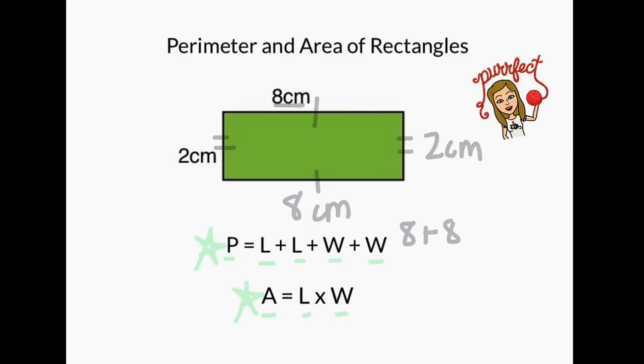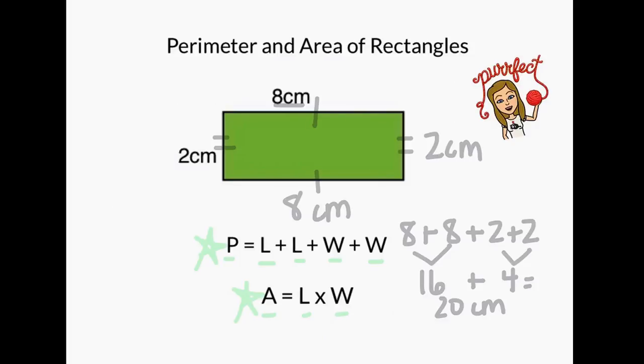8 plus 8, got both lengths, plus 2 plus 2. Get my widths involved. Add my 8s. 8 plus 8 gives me 16. 2 plus 2 gives me 4. Add those together. I end up with 20 centimeters for my perimeter.